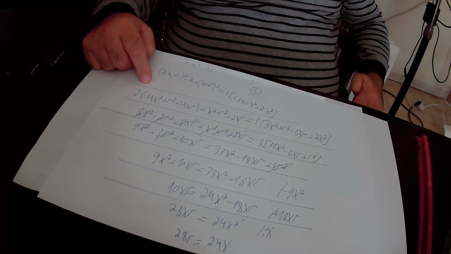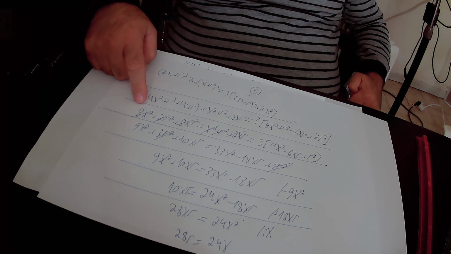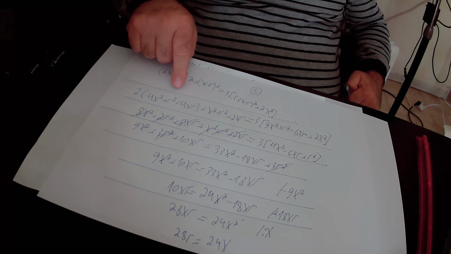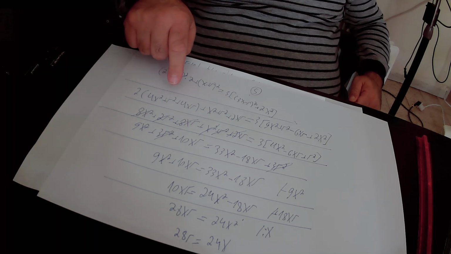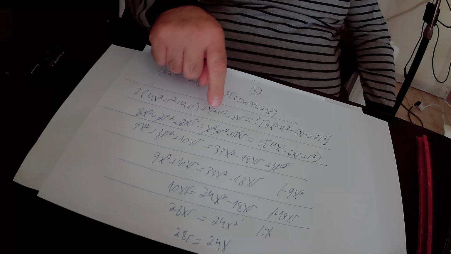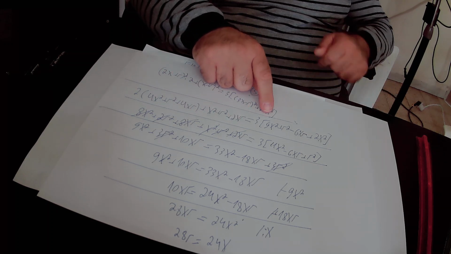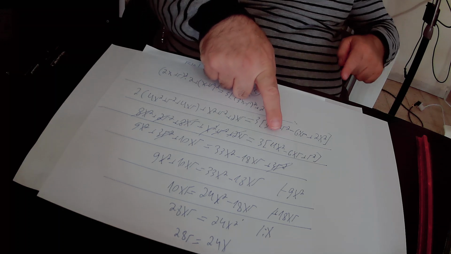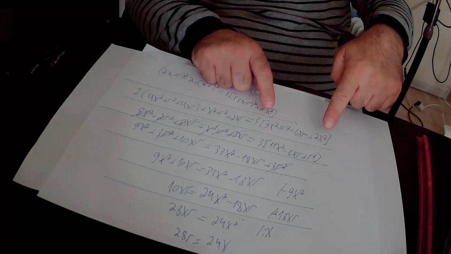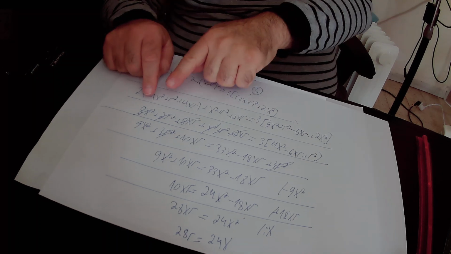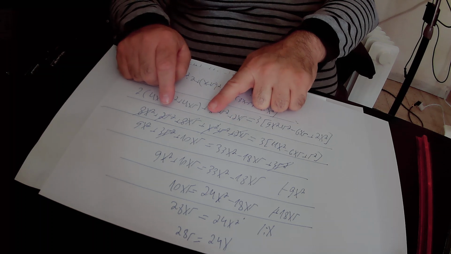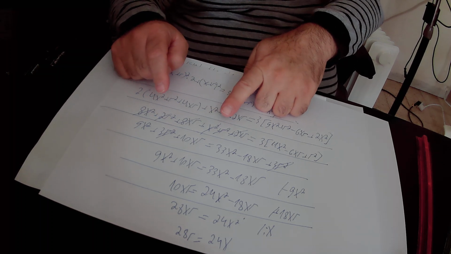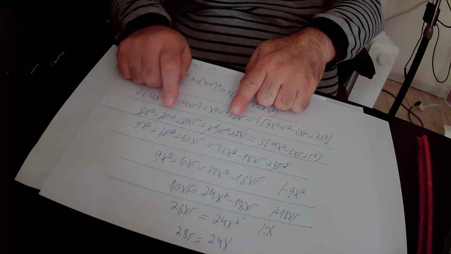Here we open the brackets. We have 2 times 4x squared is 8x squared, 2 times 4xr is 8xr, and 2 times r square is 2r square, plus x square plus r square plus 2xr equals to 9x square plus 2x square is 11x square minus 6xr plus r square. Here we have 8x square plus x square is 9x square, 2r square plus r square is 3r square, and we have 2xr plus 8xr is 10xr.